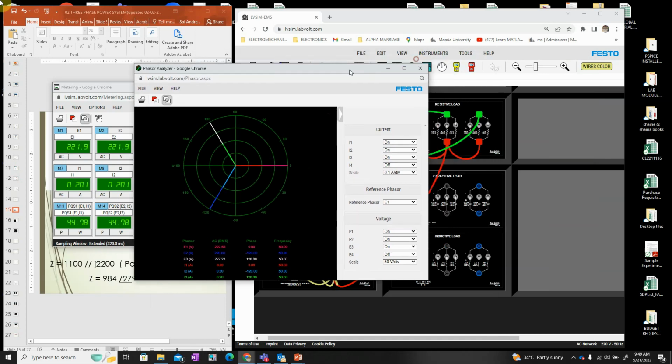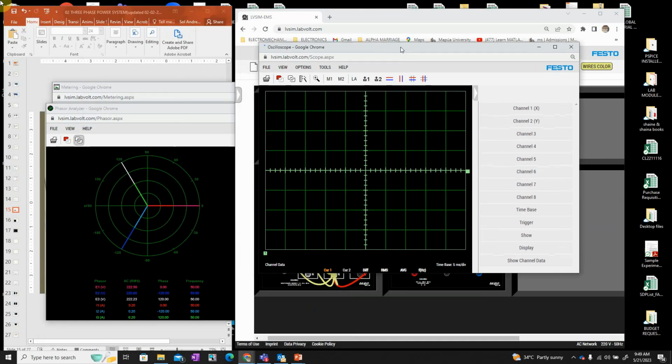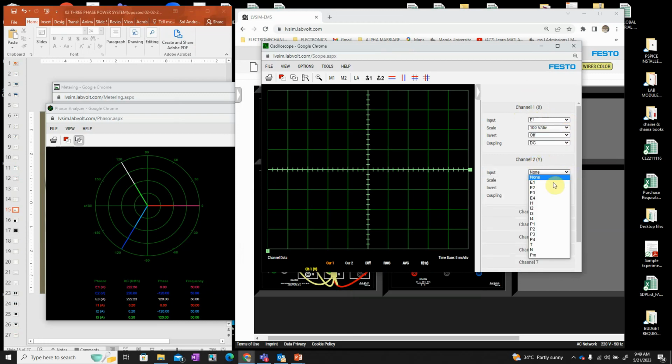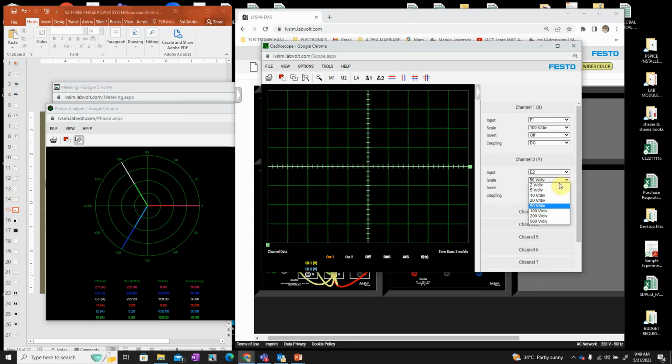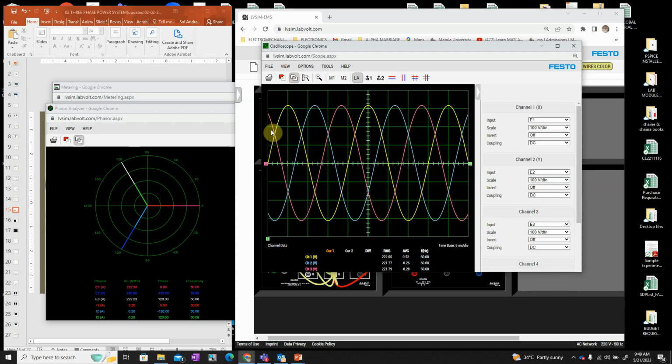So now let us also see from here the sinusoidal waveforms. Channel 1, I want to see the sinusoid waveform of E1, right? Let's make it 100 volts per division. Channel 2, I want to see E2, also 100 volts per division. Channel 3, let's say E3, also 100 volts per division. And if I click automatic refresh, you can see the sinusoidal waveform, right? This is the waveform of the voltage.